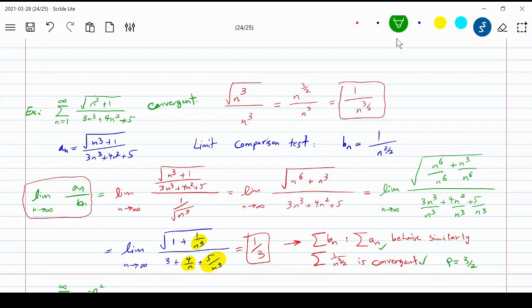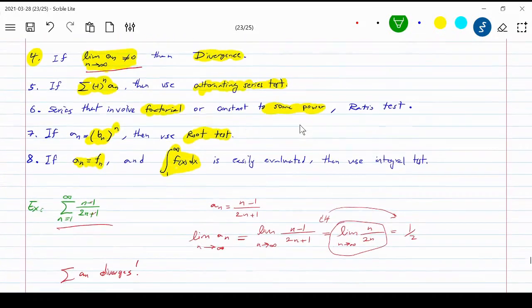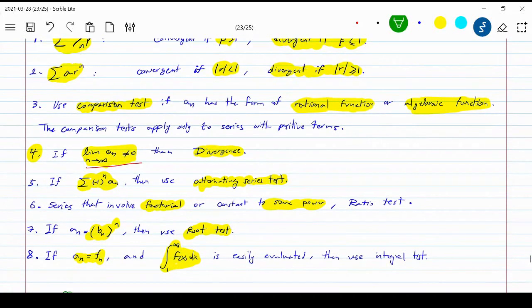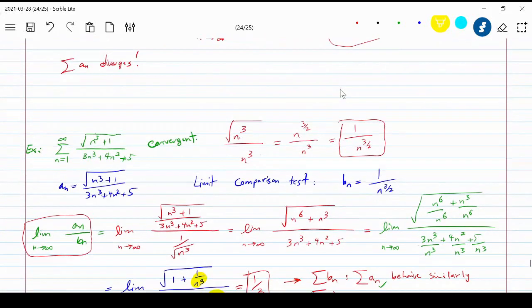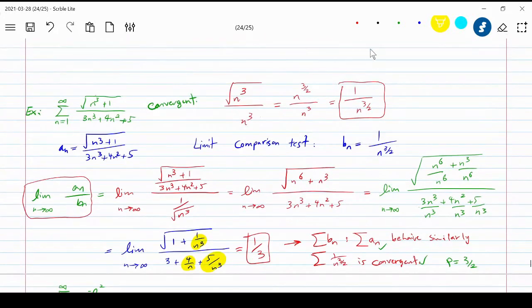Okay, so here I should say maybe use limit comparison test. Quite often, if you're using limit comparison test, basically you're picking the largest terms in the numerator and denominator to create that bn. So this bn was created by taking the largest term in the numerator and denominator.